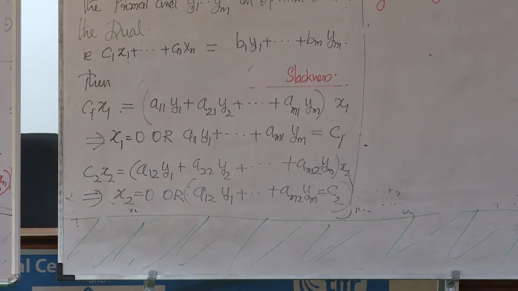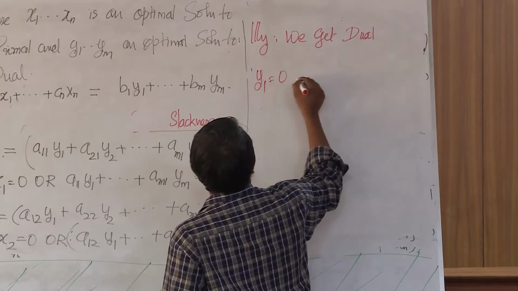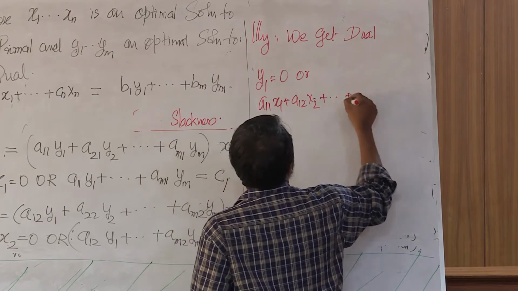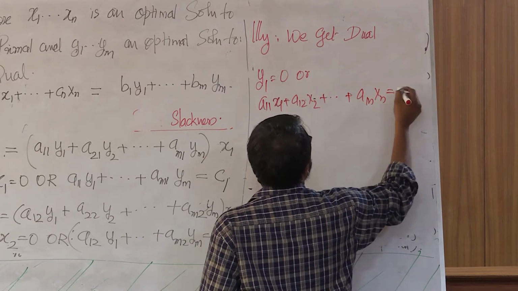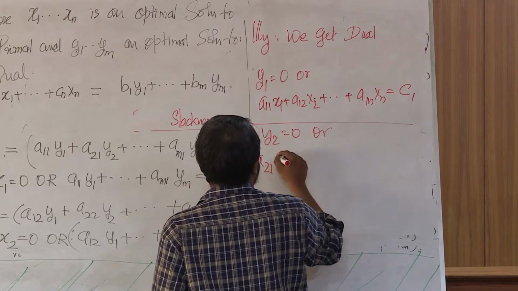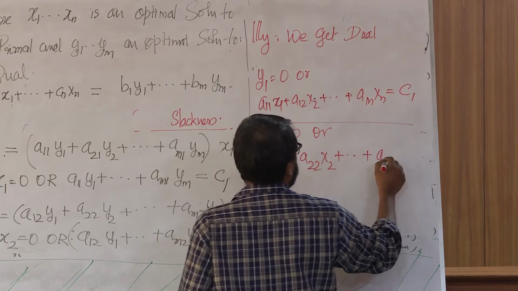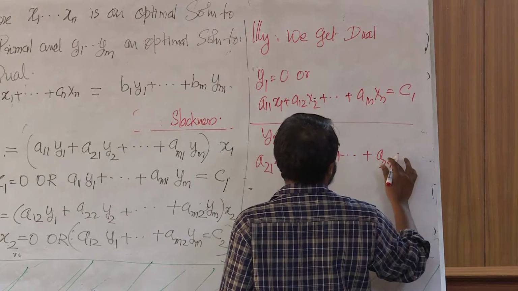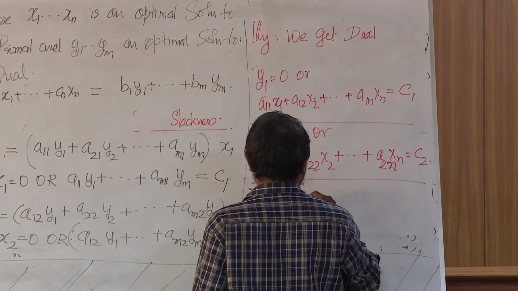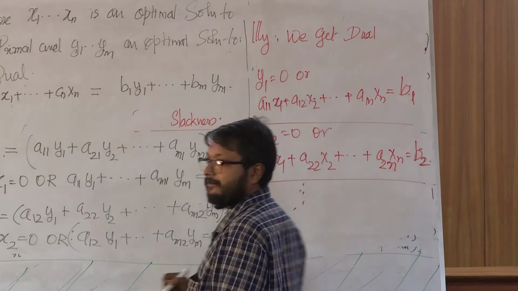There is another set of slackness conditions you get. What are those? So, either y1 equal to 0 or a11 x1 plus a12 x2 plus a1n xn equal to c1. Similarly, you will get y2 equal to 0 or a21 x1 plus a22 x2 plus a2n xn equal to c2 and so forth. Equal to, sorry, this is b1, this should be b2, yes, and so forth.